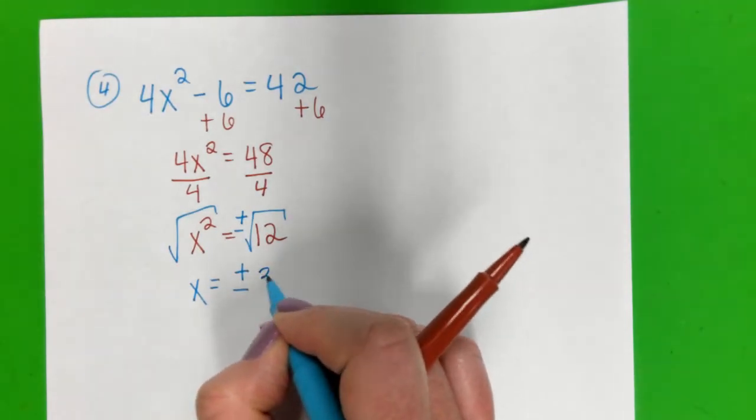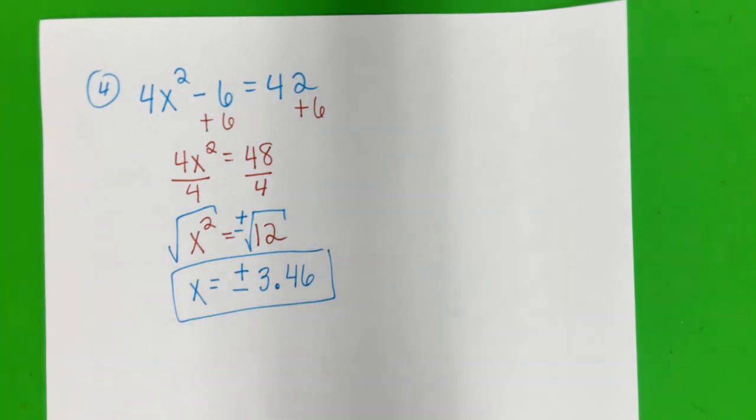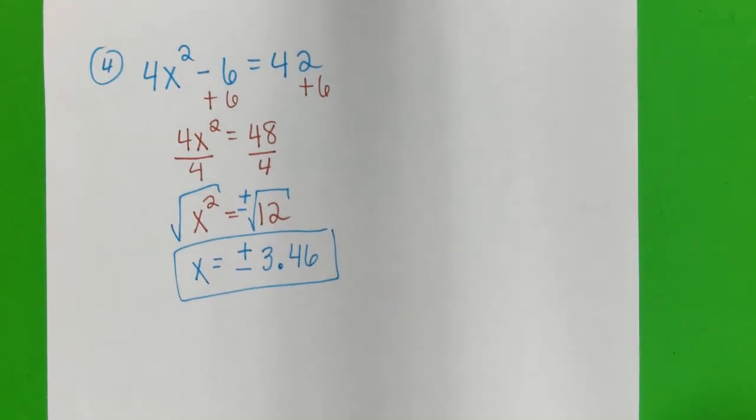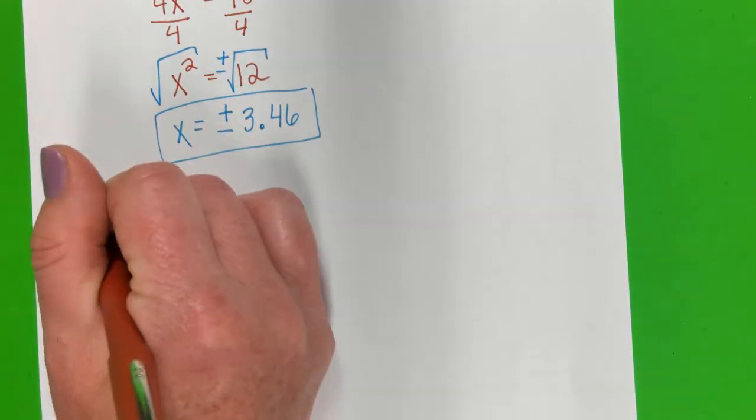So positive or negative 3.46. Yes? Okay. Because I do mess up sometimes. Question? We're going to do one more. Okay.